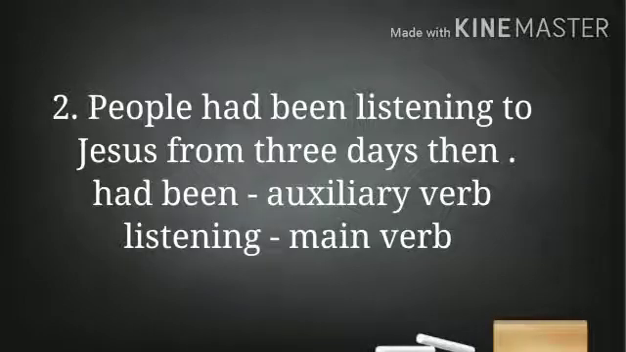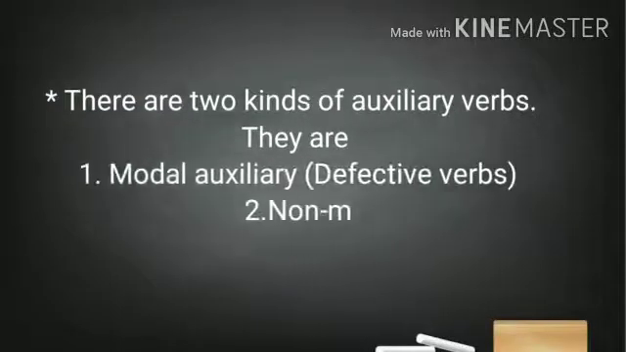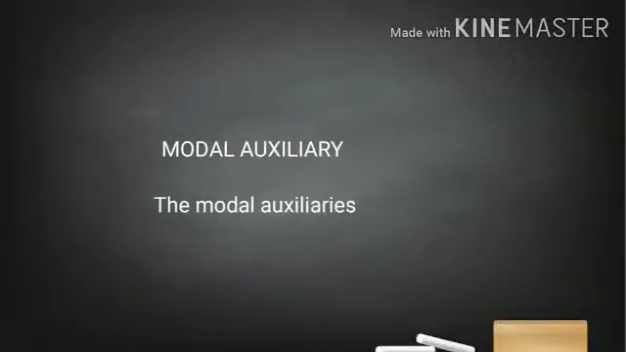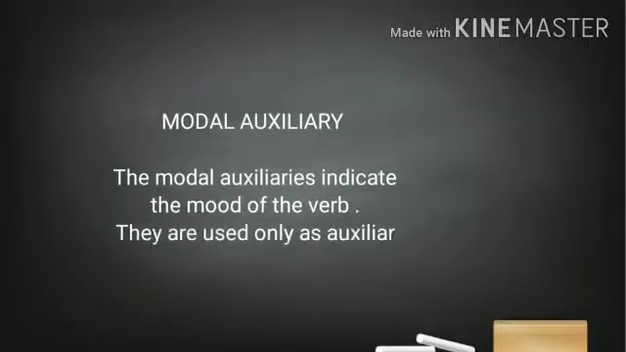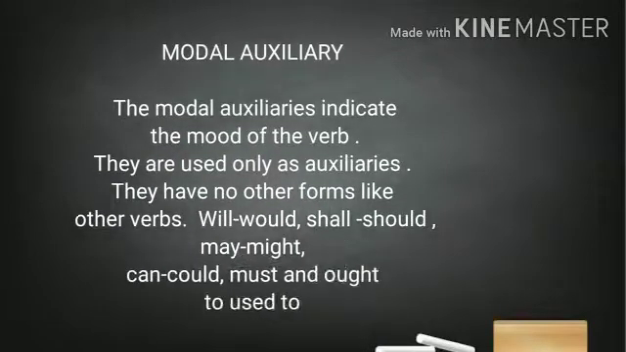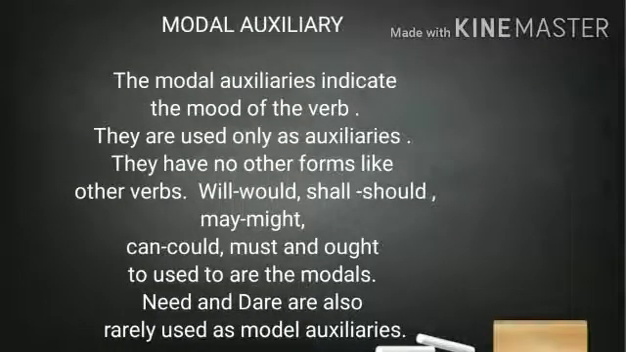So, in auxiliary verb, we have two kinds. They are modal auxiliaries, that means the defective verbs, and non-modals. Modal auxiliary. The modal auxiliaries indicate the mood of the verb. They are used only as auxiliaries. They have no other forms like other verbs. Will, would, shall, should, may, might, can, could, must and ought to, used to are the modals. Need and dare are also rarely used as modal auxiliaries.